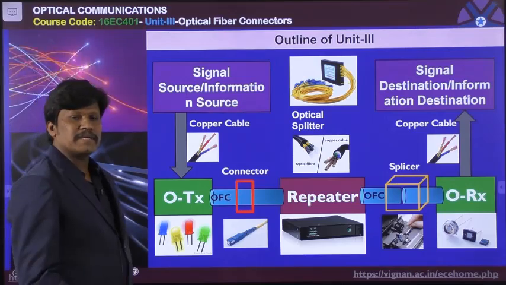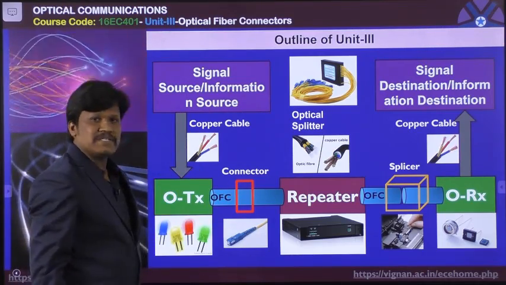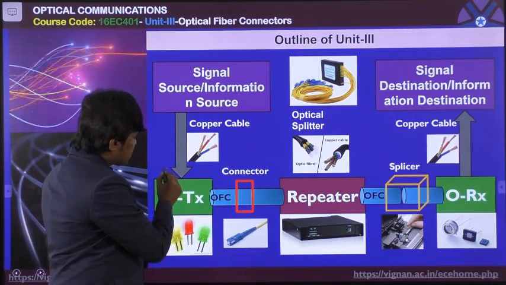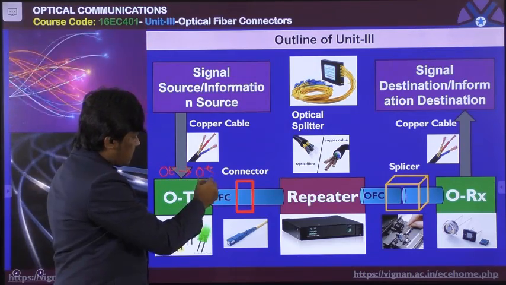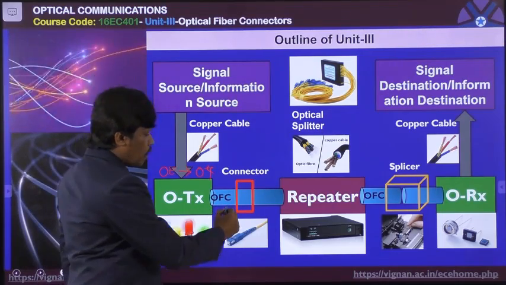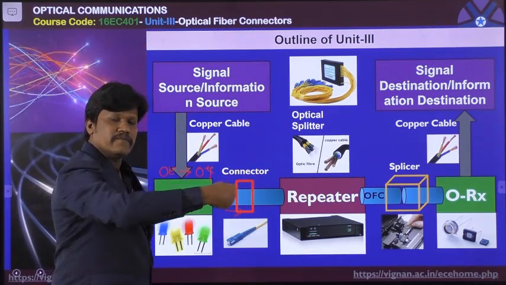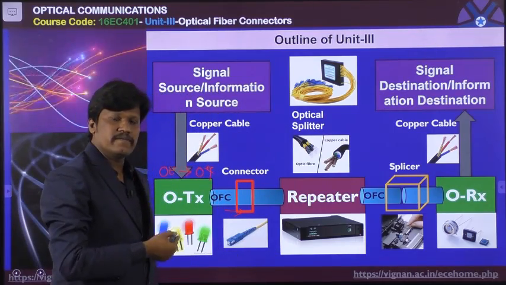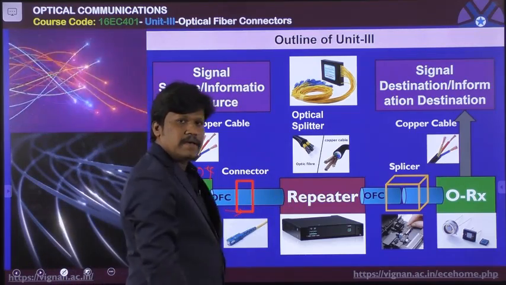So this is the overall representation of optical fiber communication system. Initially, the information source is an electrical signal which will be converted into optical signal by using optical transmitter. The output of the optical transmitter is given to the optical fiber cable. Optical fiber cable will introduce some attenuation. Due to attenuation, losses will get introduced in optical fiber cable. That is the reason we are going for repeater.